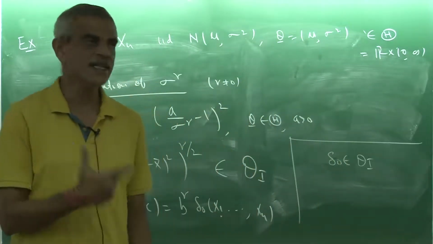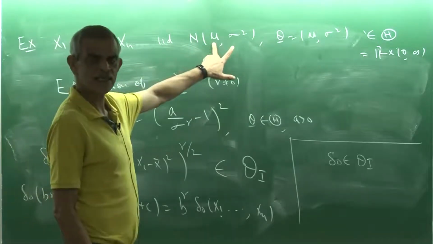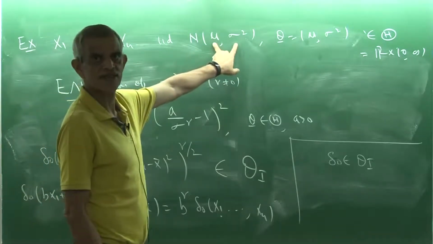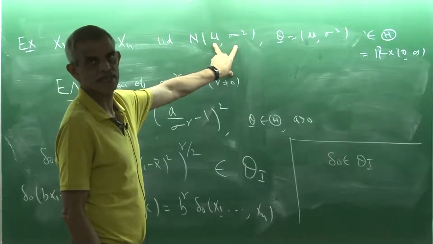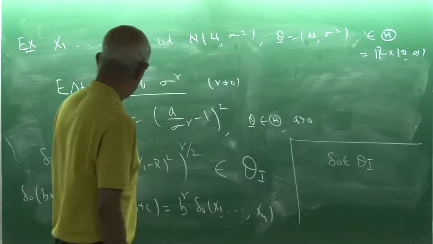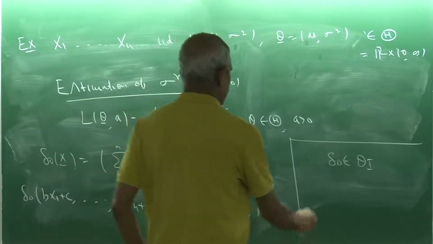Now in this case, we know what the complete sufficient statistic is: x bar and summation xi square, or equivalently, x bar and summation xi minus x bar whole square. And this is a function of summation xi minus x bar whole square. So this is a function of the complete sufficient statistic.